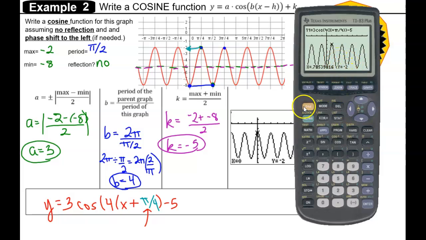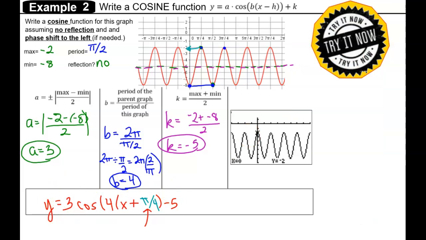If I enter pi over 2 for the x, that would be my midline. Or no, pi over 2, I'm sorry, would be -8 again, a minimum, which it is. To get to the midline, I would need something between those two. So pi over 8 would be between 0 and pi over 4. So let's do pi over 8 and see if we get the midline at -5, and we do. So now we know that this is the equation of the graph that was given.